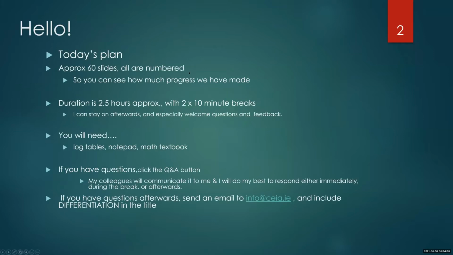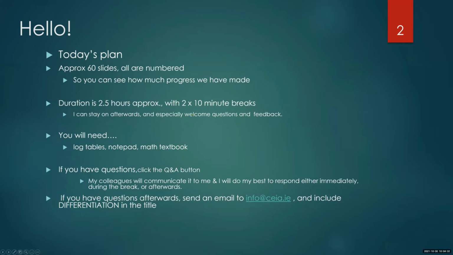Today's plan is we've about 60 slides, and all of them are numbered, so you can see at any given time how much progress we've made. The entire duration is going to be approximately 2.5 hours. We will take 2 breaks, and they'll be about 10 minutes each. Also, I can stay on afterwards, and I welcome any questions and feedback.